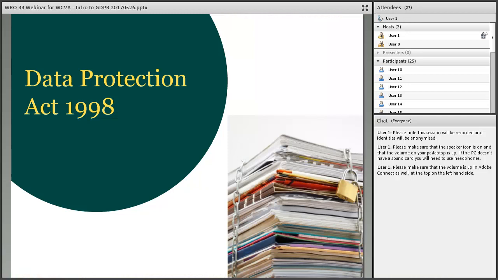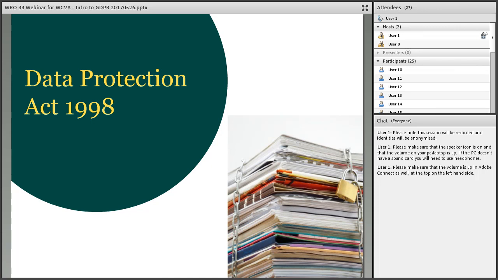So we're obviously here today to talk about the General Data Protection Regulation, but I think it's really useful to firstly take a look at the current law which is in place, which is the Data Protection Act 1998. The DPA has actually been enforced in the UK since 1998, so 19 years ago, and that creates obligations for you as organisations who process personal information.